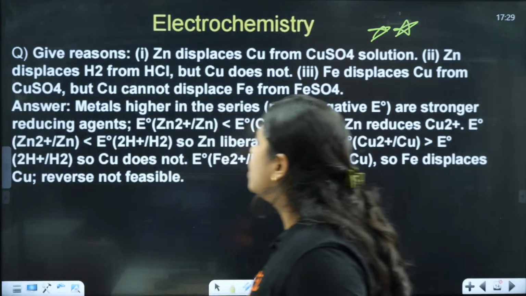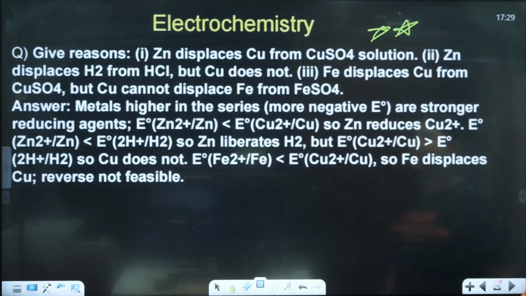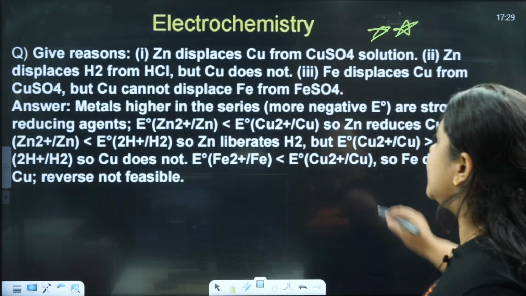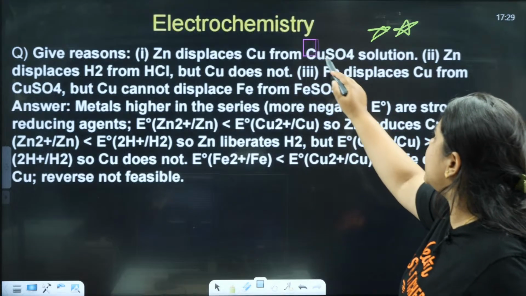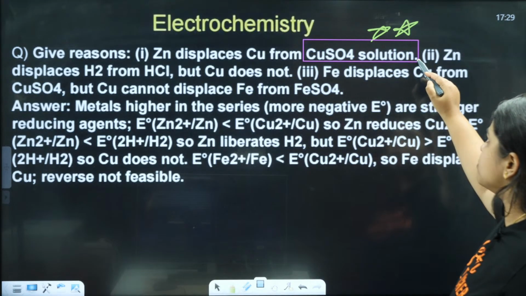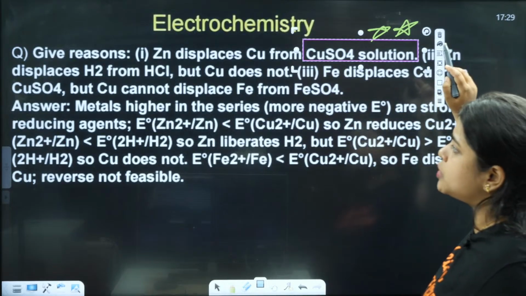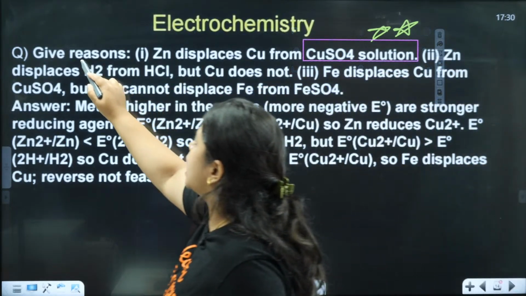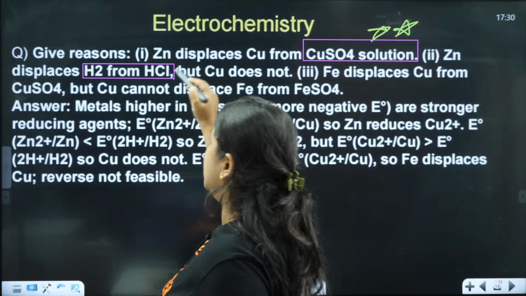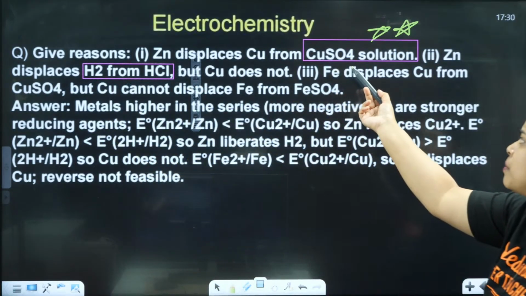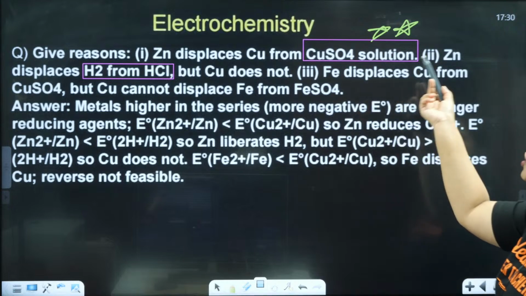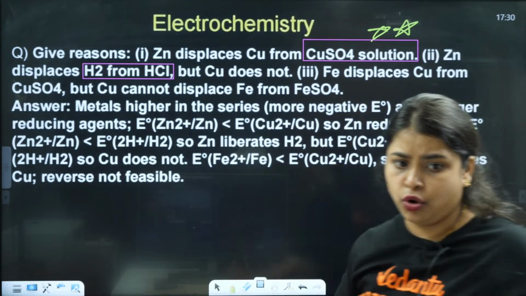Yes. So give reason is what? Zn is actually displacing the Cu from CuSO4 solution. Second one is what? Zn displaces H2 from HCl. H2 is displaced from HCl. And in copper sulfate solution, the Cu completely goes away.